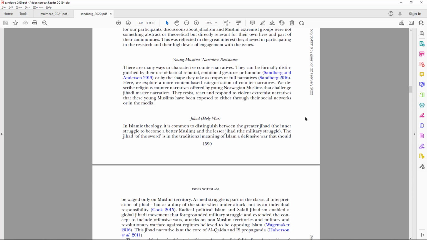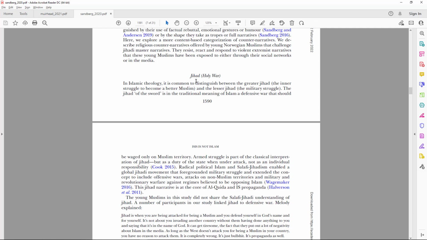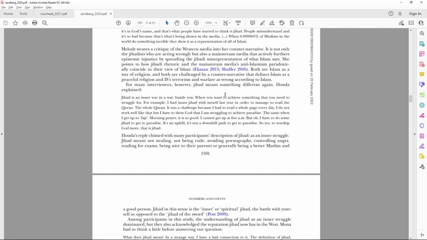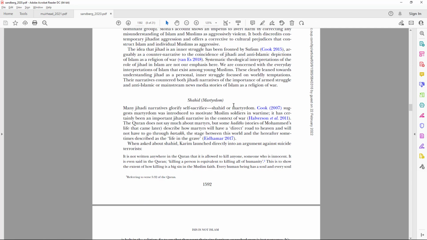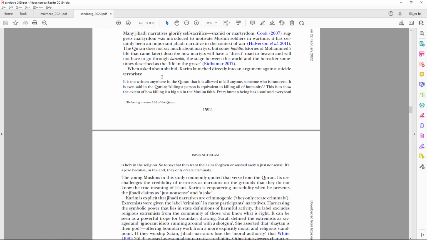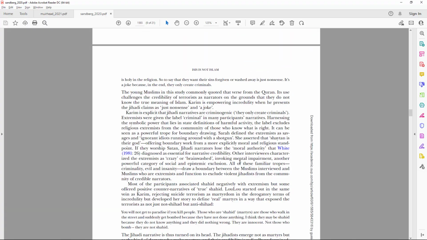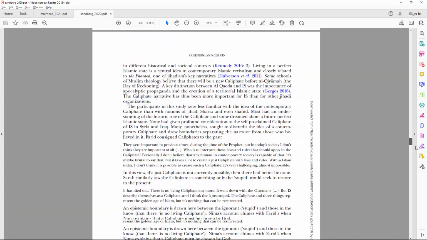And as we go down through this, you'll see what they do is they present different aspects of these young people's narratives. So how they talk about concepts such as jihad, holy war, how they talk about things like martyrdom and so on. And they present this using quotations or excerpts from the interviews that they conducted. So again, this is a form of qualitative data analysis. Again, they've used qualitative data collection by conducting interviews. Therefore, the analysis is conducted on qualitative data.